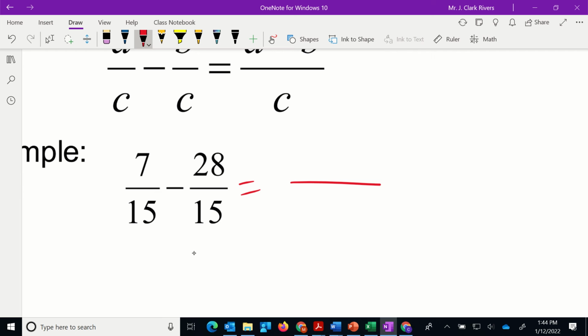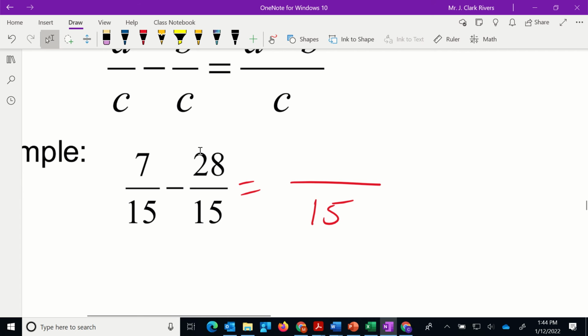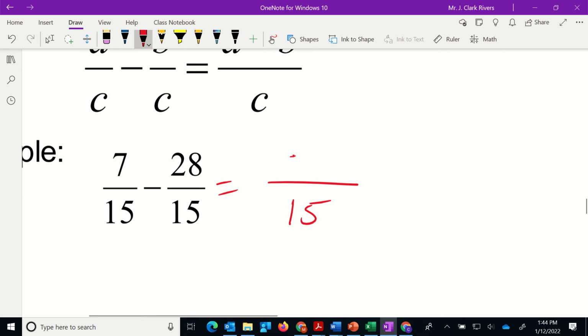That's possible. It is possible to have a negative here. So we keep our denominator at 15. Campbell, what's 7 minus 28? Negative 21. Good. Negative 21 is what you should have had. 7 minus 28 is negative 21.